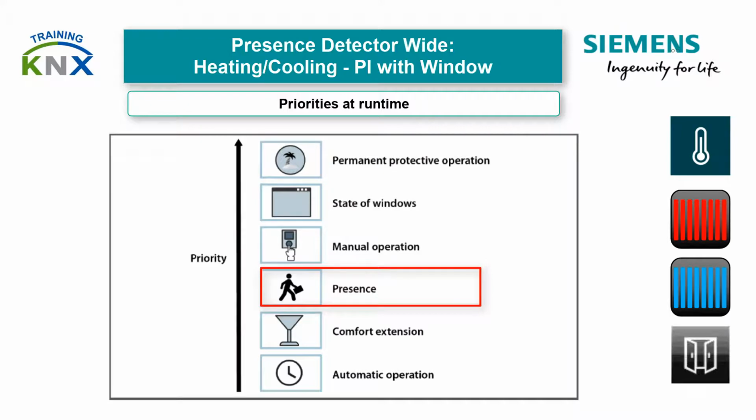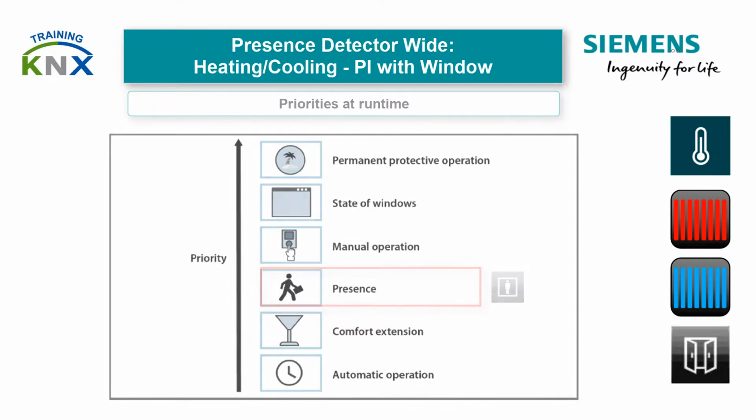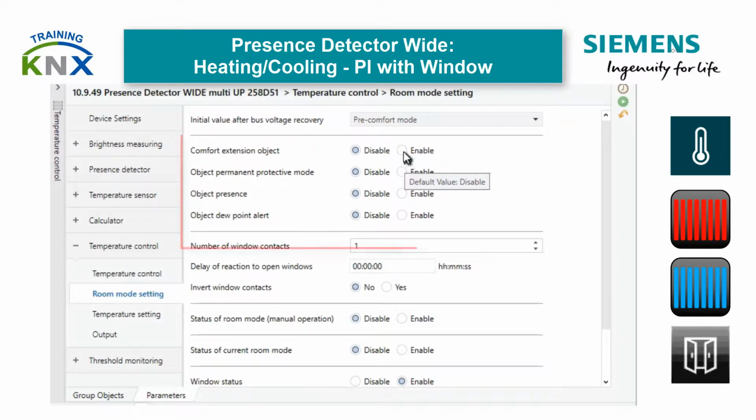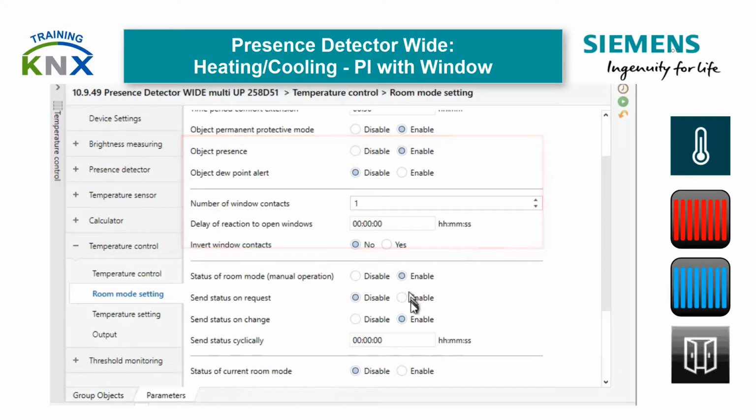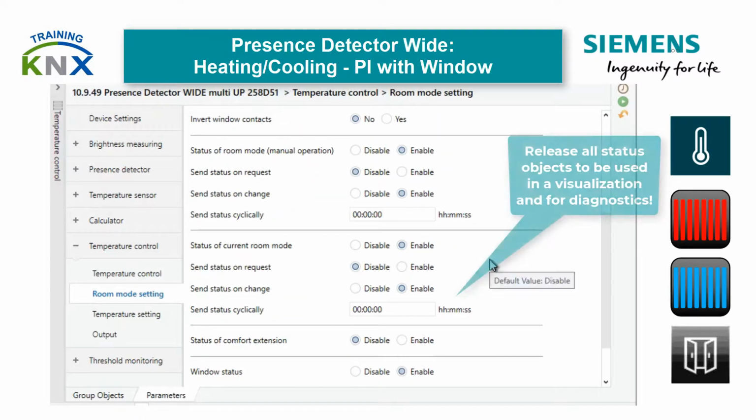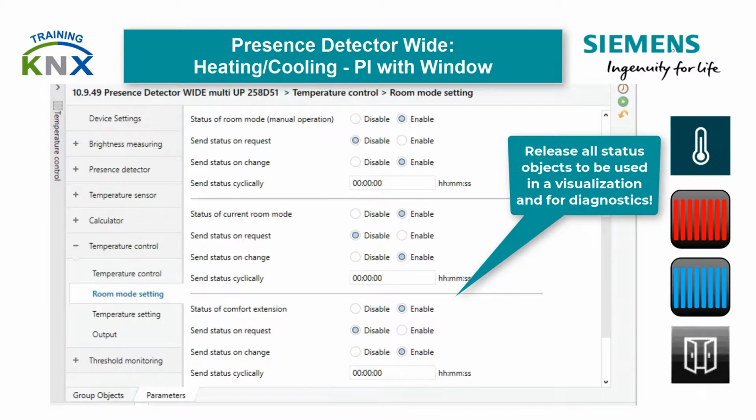C. Presence. The presence object is predestined to be linked to the presence sensor also present in this device. As long as presence is set to 1, the controller is in comfort mode, unless it is running in manual mode, a window is open, or continuous protection mode is activated. The settings just discussed can be found on the room operating mode setting page. There, the objects are to be enabled and the time is to be entered for the COM4 extension.